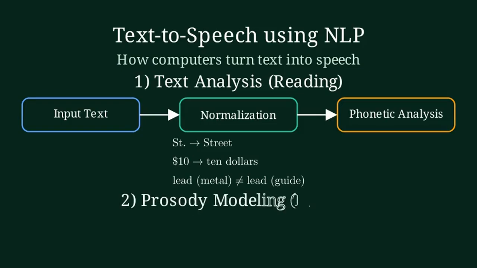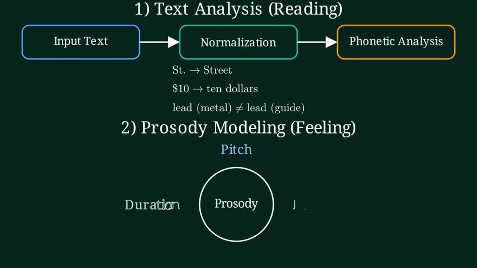Step 2 is prosody modeling, the feeling part. Prosody controls pitch, duration, and loudness. This gives rhythm and emphasis so the speech sounds human.